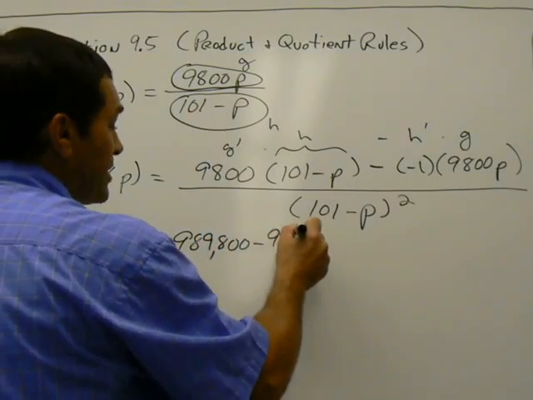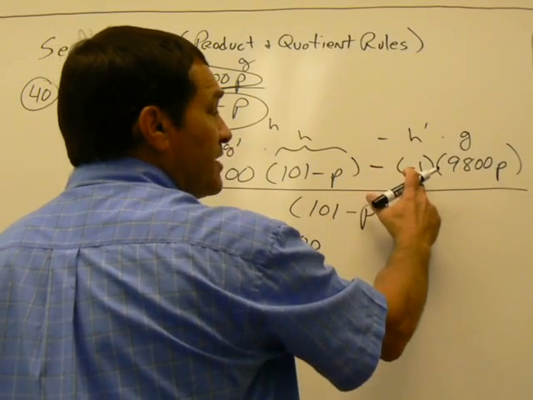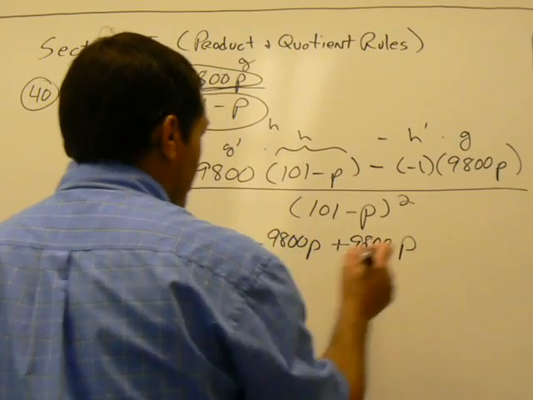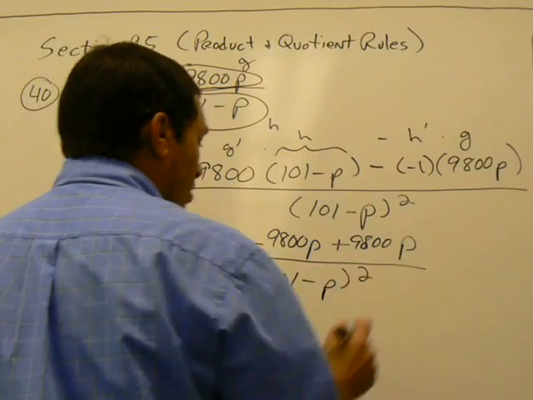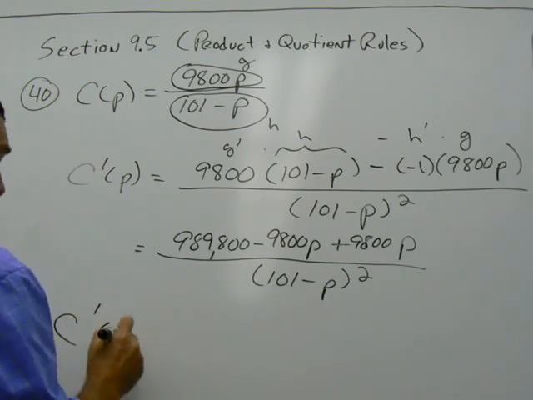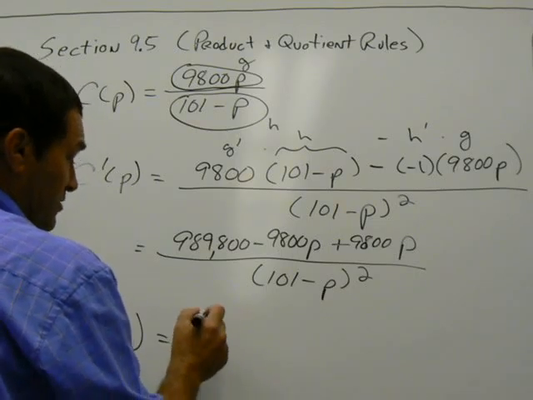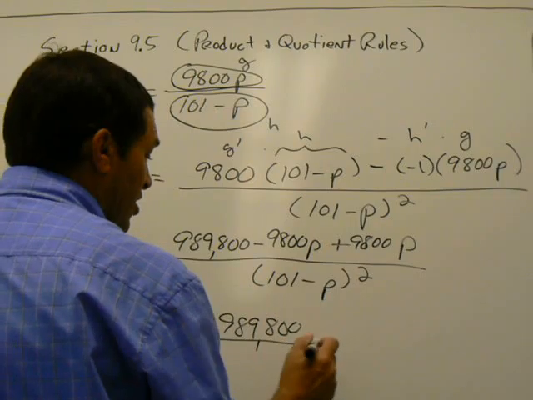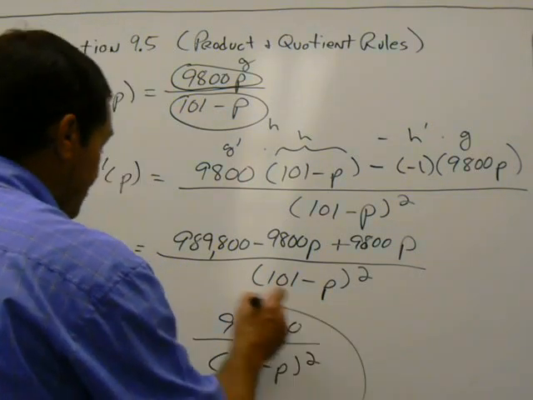minus 9800p. Now, be careful with this next term. If you have minus a negative 1, that's just going to be plus 9800p, over your denominator, 101 minus p quantity squared. The 9800p's cancel, and so what you end up with, a simplified answer for your rate of change, if this is your cost of removing P% pollutants, is 989,800 over 101 minus p squared. That's the answer the book is looking for.